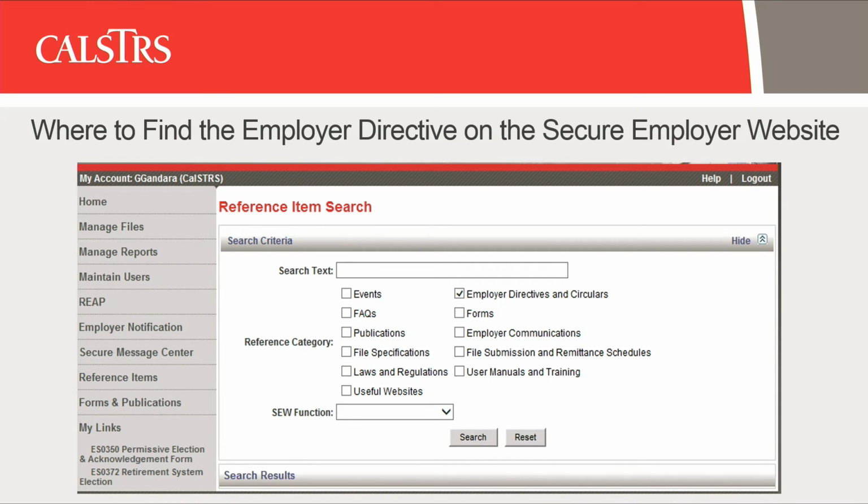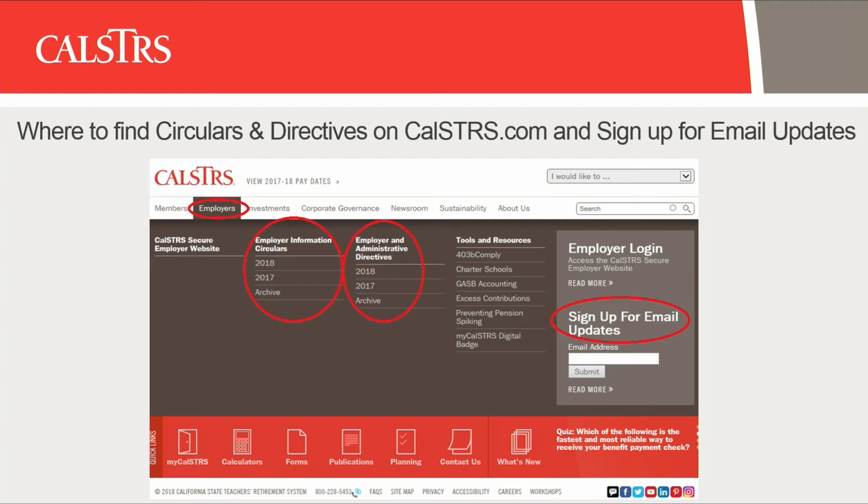Again, where can you find this information and sign up? Here's the landing page as it relates to SO. And then for folks that, again, don't have regular access to SO and don't want to go through that hassle, through the CalSTRS.com website at the employer landing page, you can sign up for email. So again, this is available for anyone, not just employers.